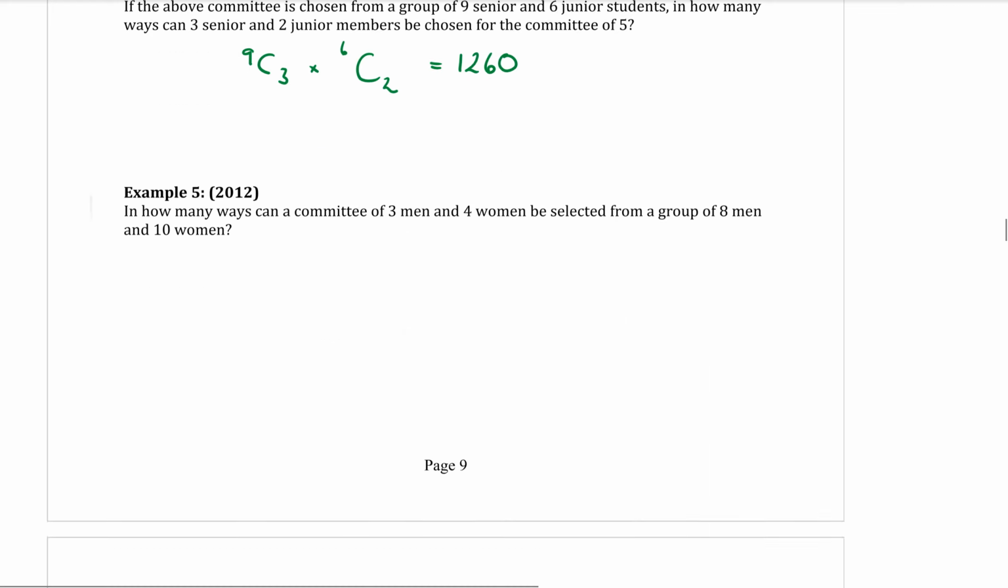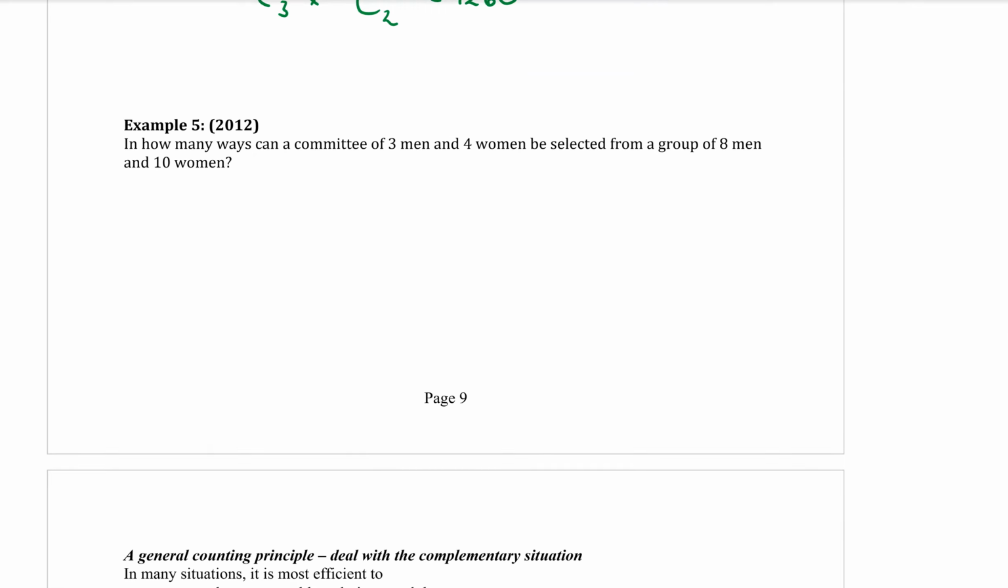Wonderful. Question 5. In how many ways can a committee, so you hear that word over and over again, they love their committee questions. In how many ways can a committee of 3 men and 4 women be selected from a group of 8 men and 10 women? That's very similar to the last question.